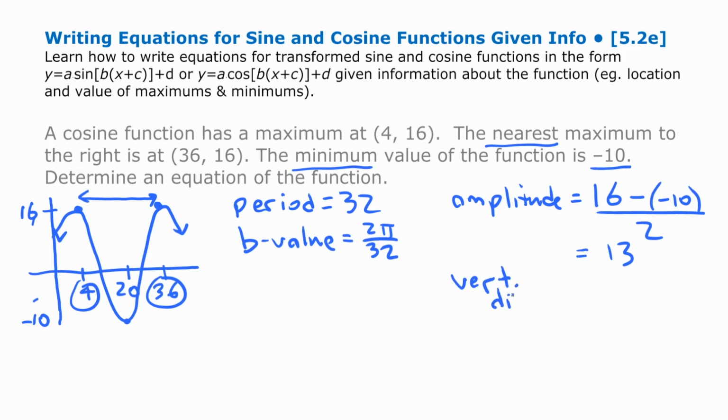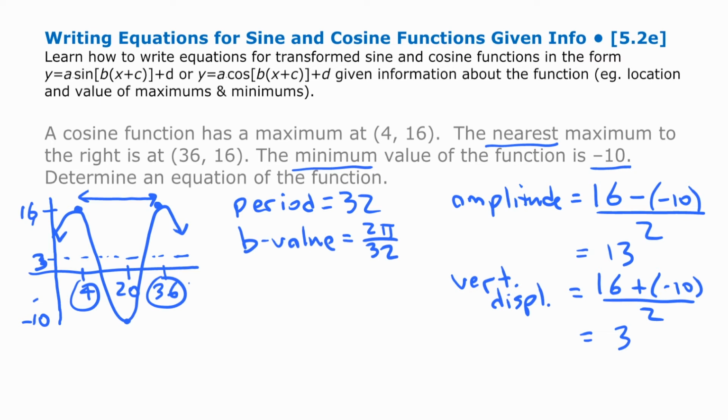While we're thinking about the vertical things, let's think about the vertical displacement. The vertical displacement is going to be halfway between these, or in other words, the average. So if we add those 2 numbers and divide by 2, it'll give us our center line, and we can use that in our equation. So 16 plus -10 is 6, over 2 is 3. So we have our vertical displacement of 3. So at 3 here, we have our center line.